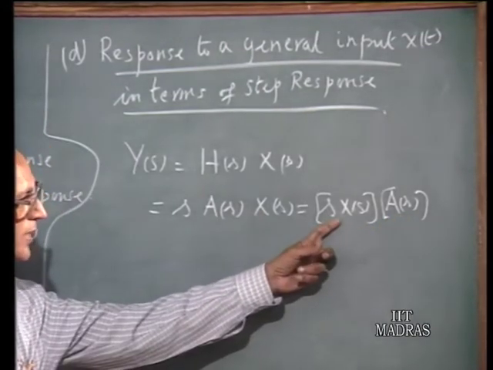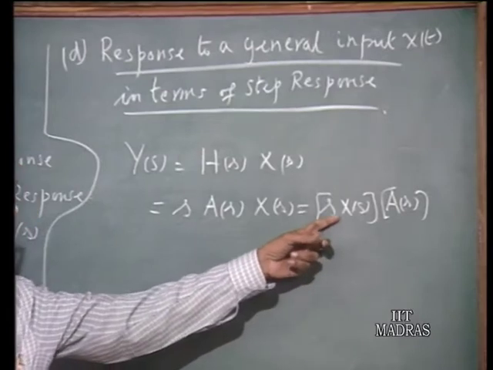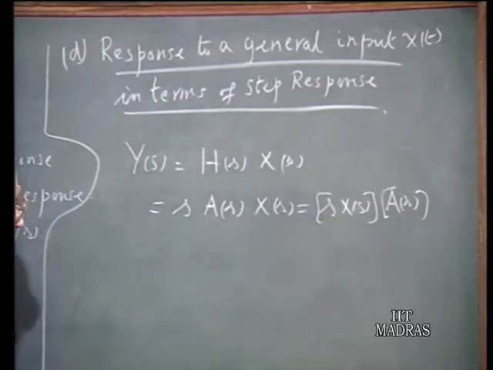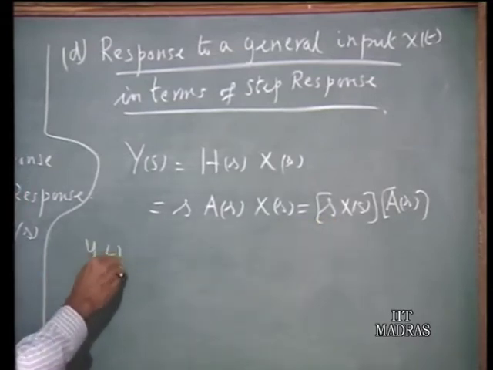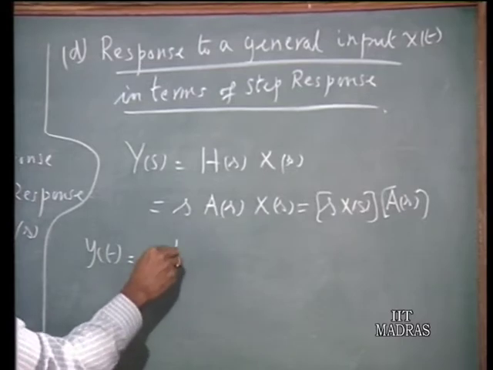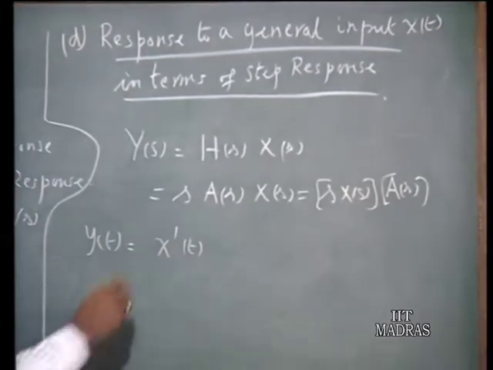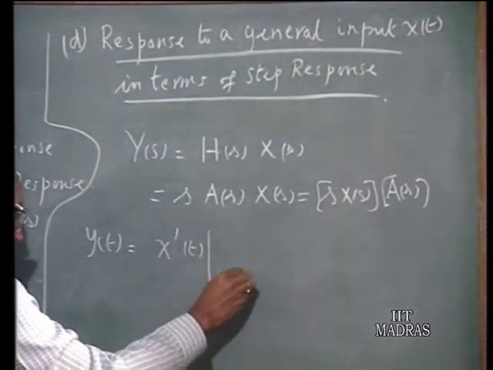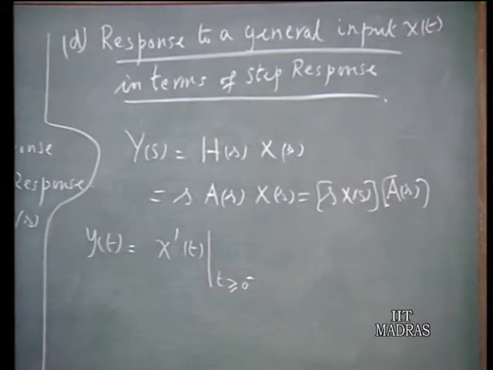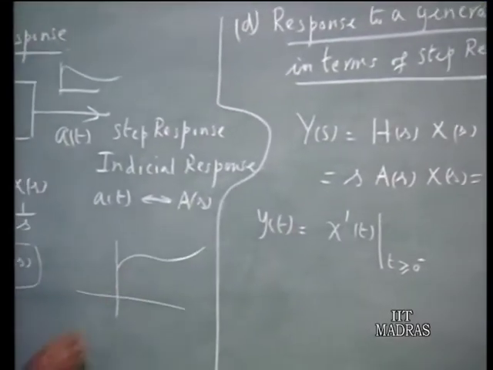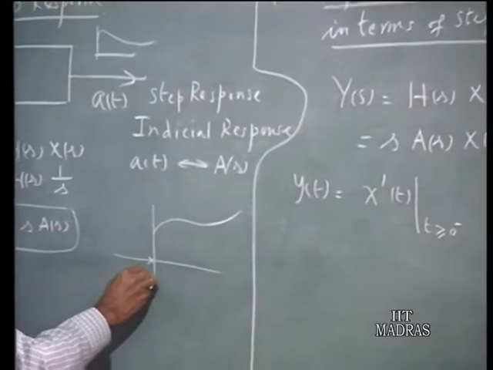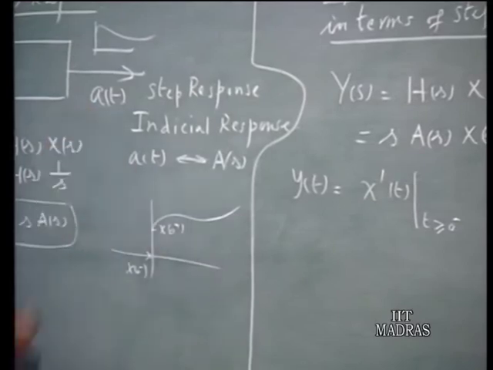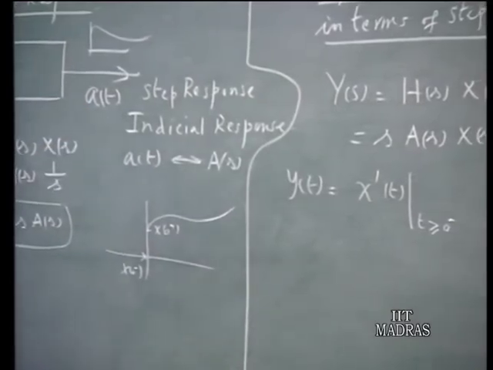What is the time function corresponding to s times X of s? It is dx by dt, the derivative of this, taking into account that we start from t equals 0 minus. Therefore, y of t can be written as x prime t. When you take the derivative of x of t starting from t equals 0 minus, that is, if x of t is like this, this is x 0 minus, this is x 0 plus. When you are taking the derivative, you must take this transition also into account.